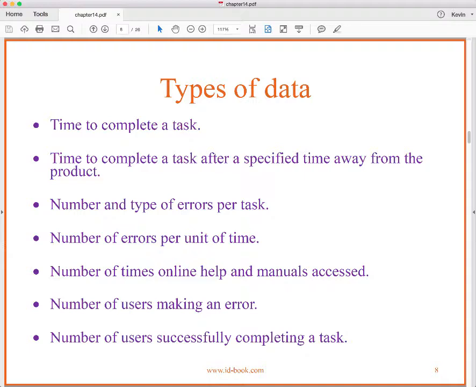What are the kinds of data that we're going to collect? Well, here are the kind of things that we could collect. The time to complete a task, the time to complete a task after a specified time away from the product, because that's pretty interesting stuff. How quickly does your capability using this particular interface decay when you're away from the product? Number and types of errors per task, number of errors per unit of time.